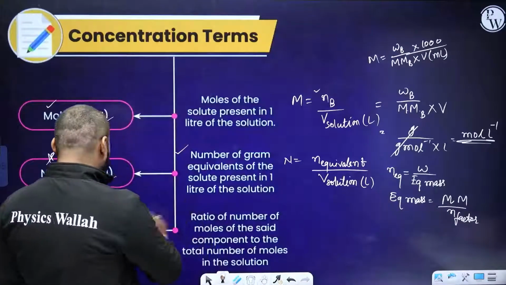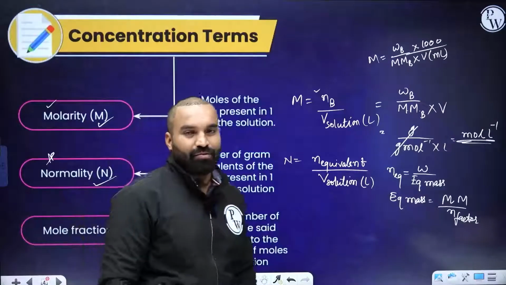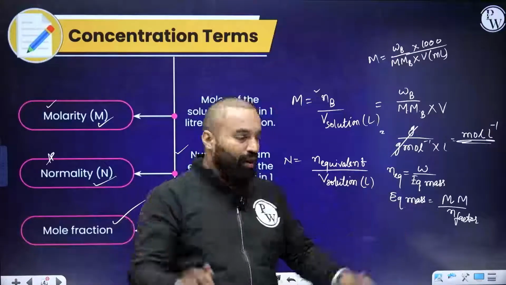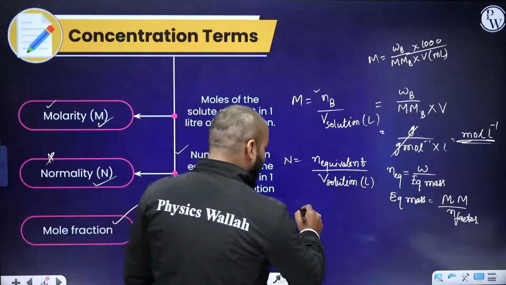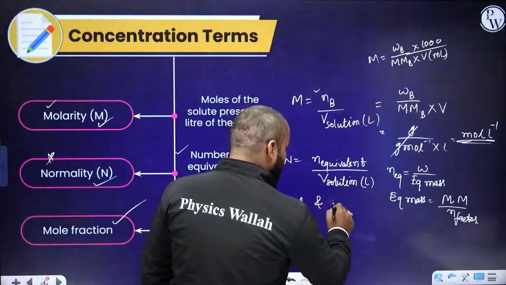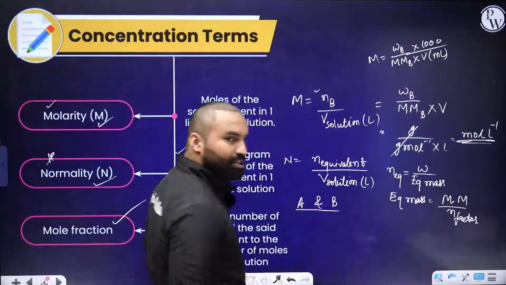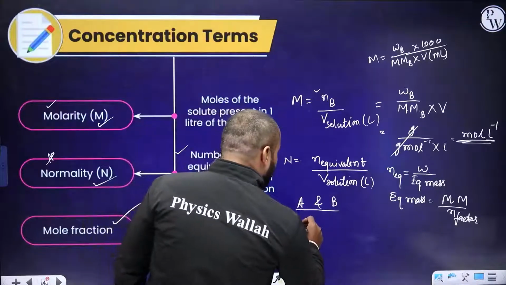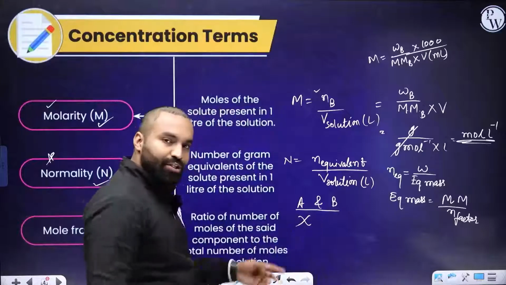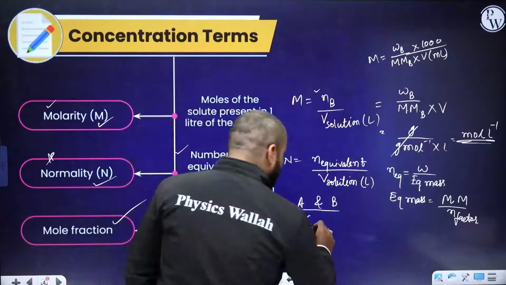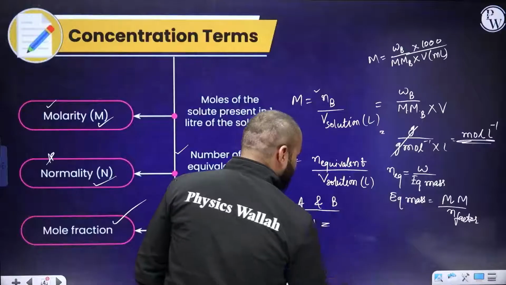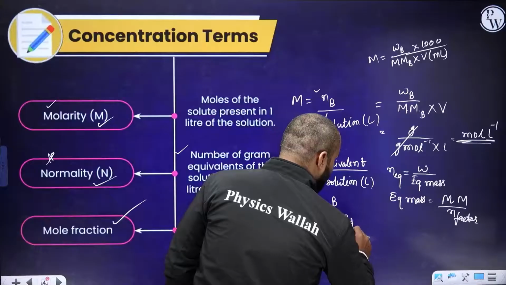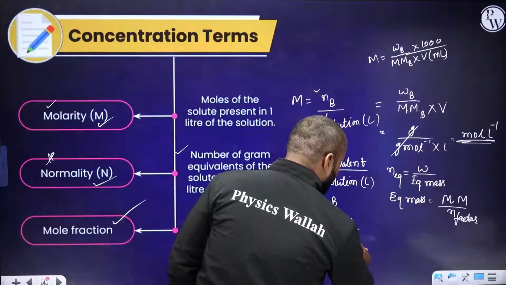Now the third comes as mole fraction. You know fraction? Fraction is something out of the whole. So if I say I have two components present, A and B, we are discussing a binary mixture. Binary means two. I want to calculate mole fraction of one. So mole fraction is represented by the symbol chi. Suppose I want to calculate mole fraction of solvent, that should be equal to its own number of moles divided by total number of moles.